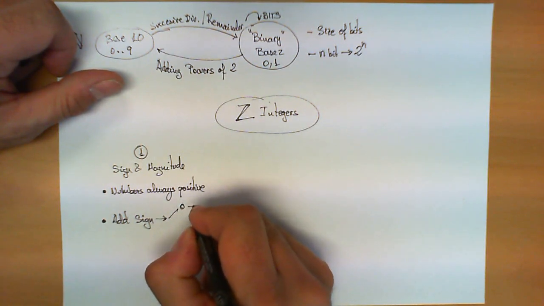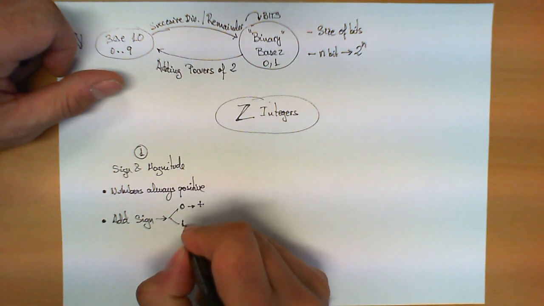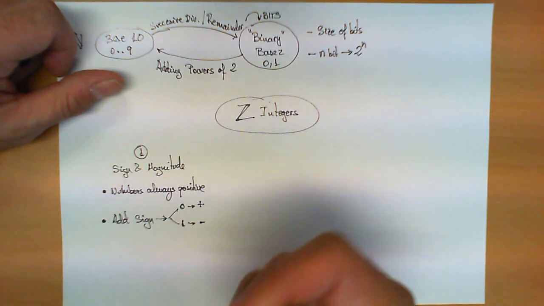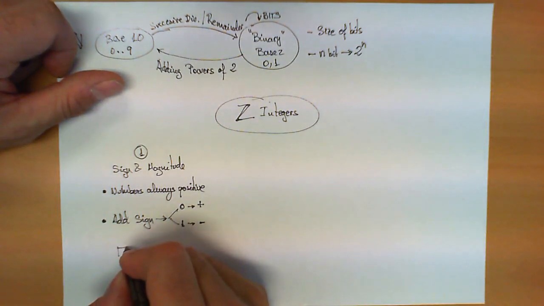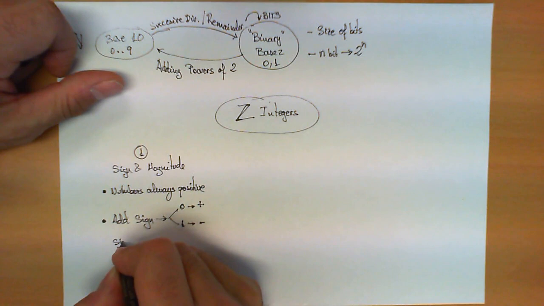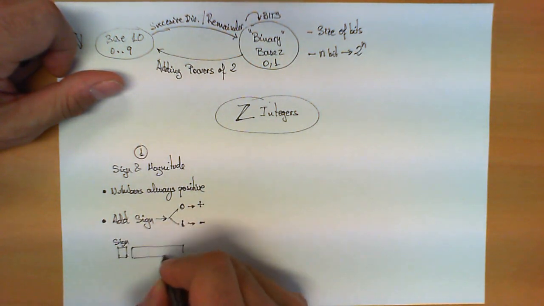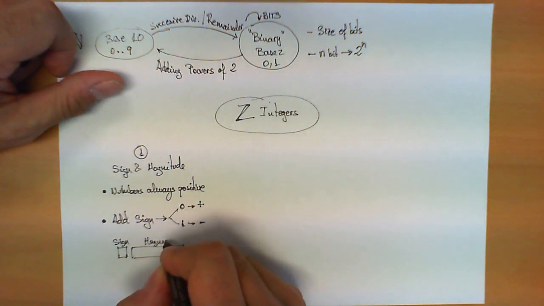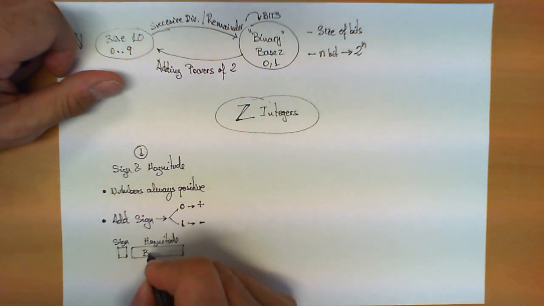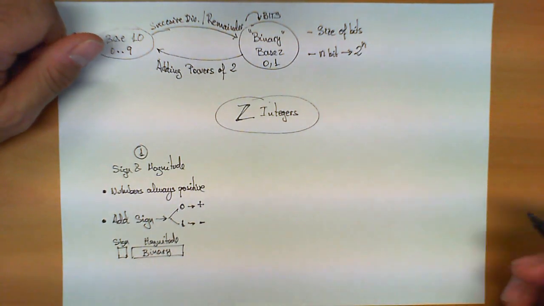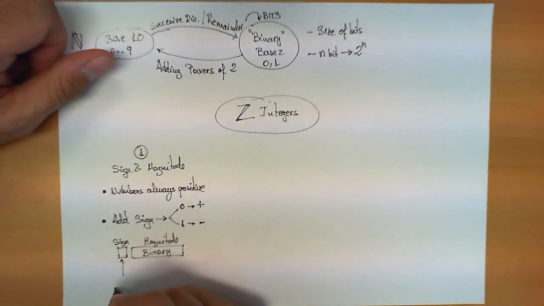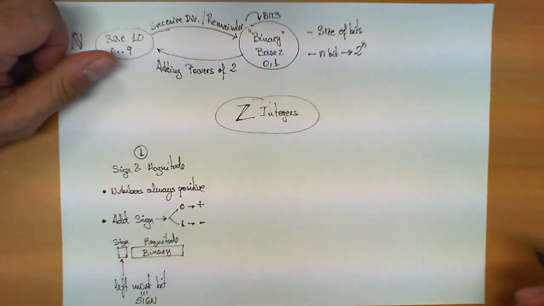That sign is a 0 for the positive sign and a 1 for the negative sign. So any integer represented in sign and magnitude will have its leftmost bit as the sign bit, and the rest of the bits will be the magnitude. This magnitude will be represented as a binary number. One first observation here: we realize that the leftmost bit is exactly the same as the sign of the number.